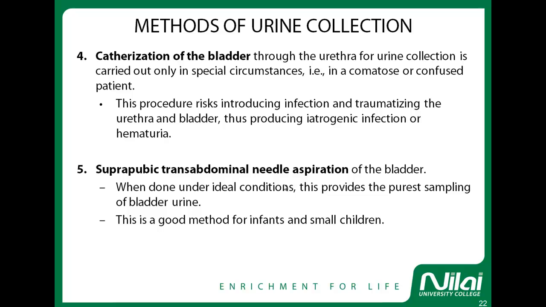Number 5 is suprapubic transabdominal needle aspiration of the bladder. When done under ideal conditions, this provides the purest sample of bladder urine. This is a good method for infants and small children.